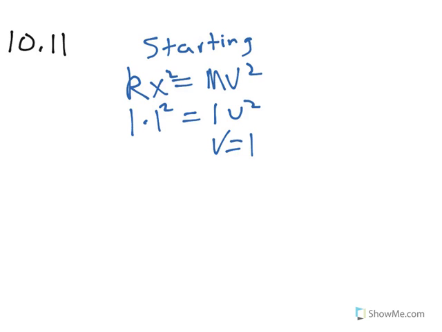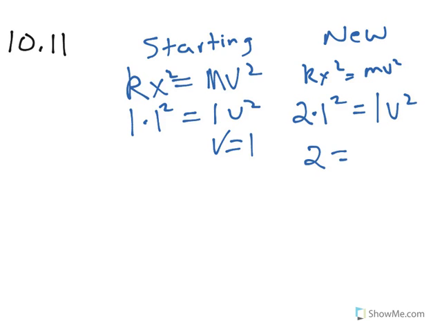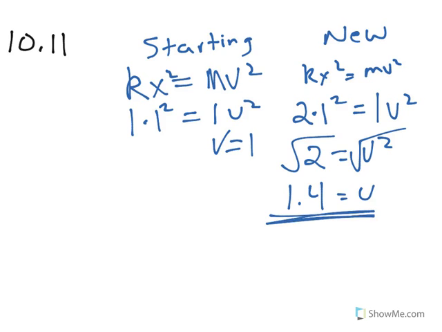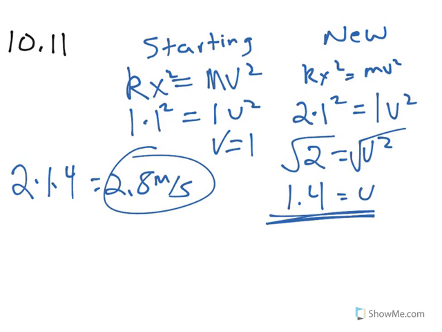Now, when we double k, the new scenario is still kx squared equals mv squared. So we double k, x stays the same, and that's equal to 1 times v squared. You'll notice that 2 equals v squared, or the square root of 2 equals v, which is 1.4. So this means we need to multiply whatever number we have for our velocity by 1.4. In this case, it's 2 times 1.4, and that gives us 2.8 meters per second. Alright, there we go. That's number 10-11.